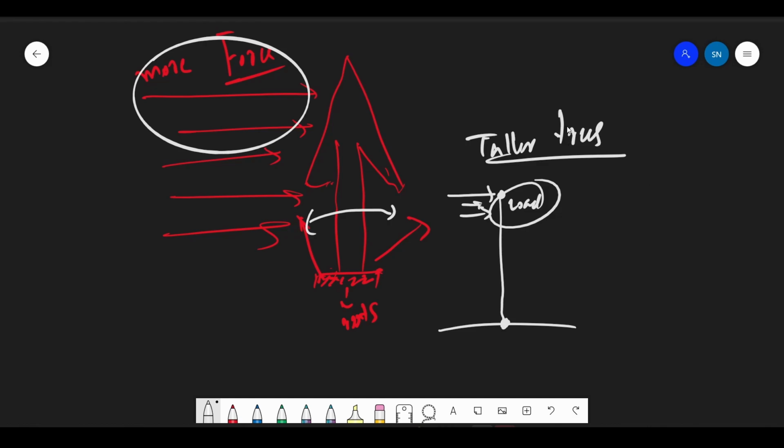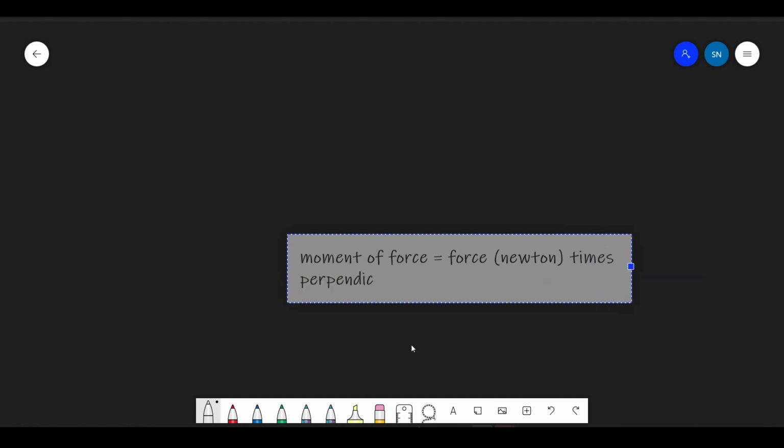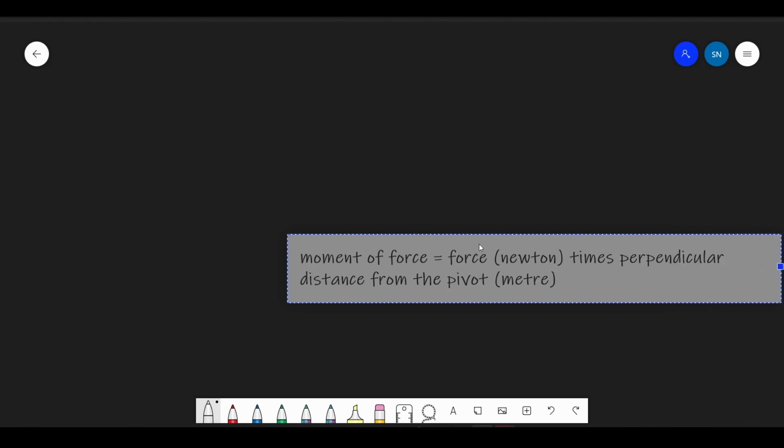What's the question again? The question is write down in words the equation for finding the moment of a force about a point, stating carefully the units of each quantity. Stating, not starting. So force, that would be Newton, times perpendicular distance from the pivot. The SI unit of that distance would be meter, obviously. So this is your equation in words. The book wanted you to write it in words. This is it.